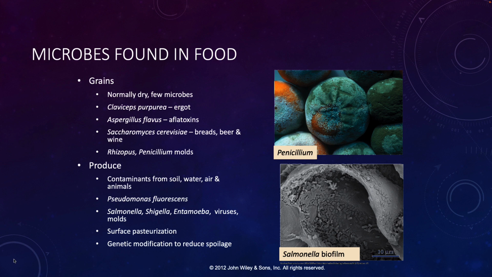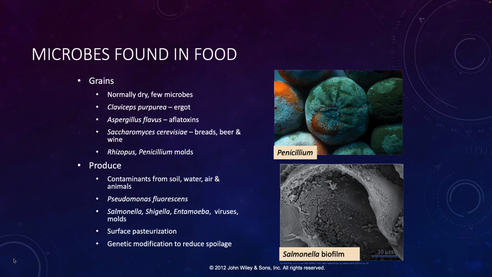Produce is often contaminated from a number of different sources. The microbes can come from the soil, from the water used to irrigate the fields, from the air, or from animals that maybe walk through the fields and defecate there. You can have organisms like Pseudomonas, which can contaminate food and cause spoilage. You can have bacteria like Salmonella, Shigella, and parasites like Entamoeba. You can even get viruses and other molds that can cause gastrointestinal infections and that can also make the food spoil pretty quickly.